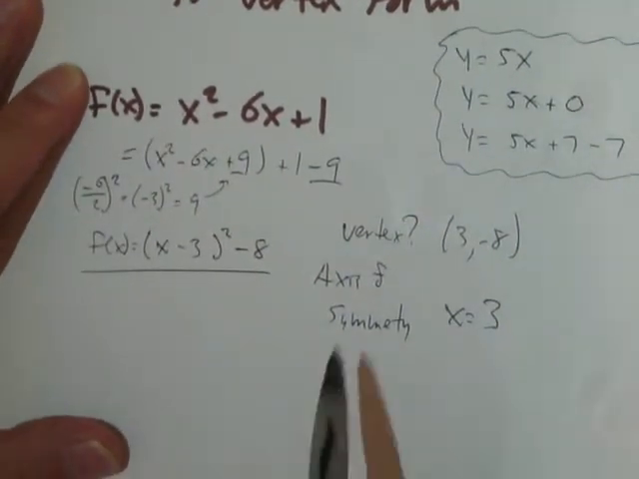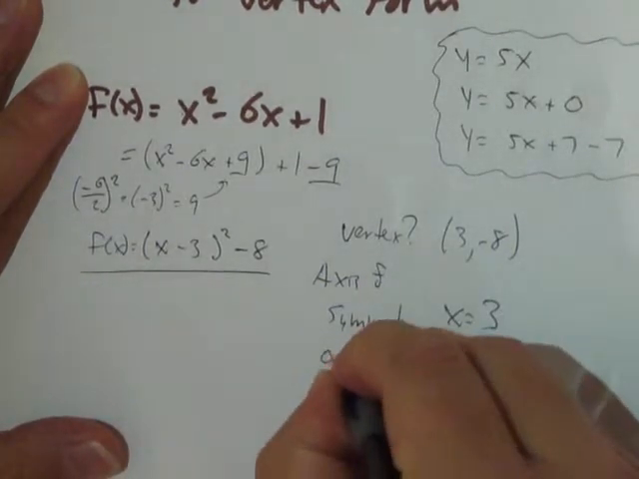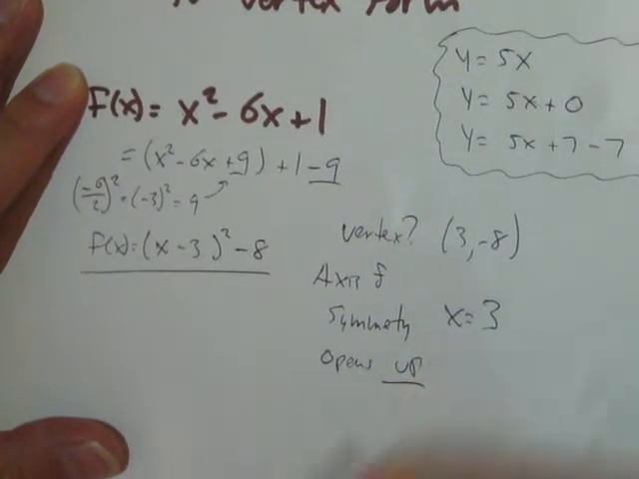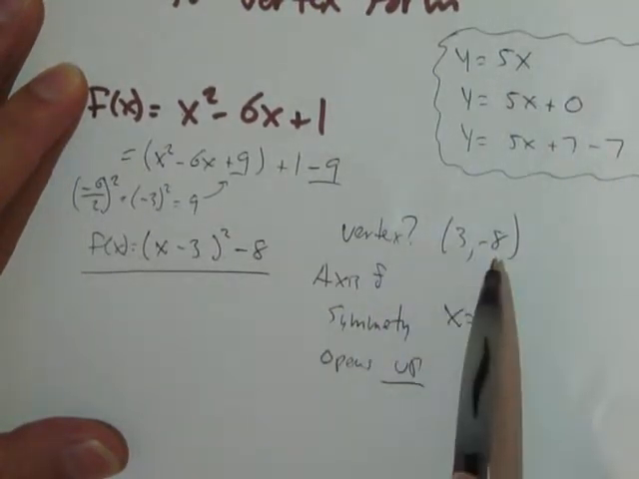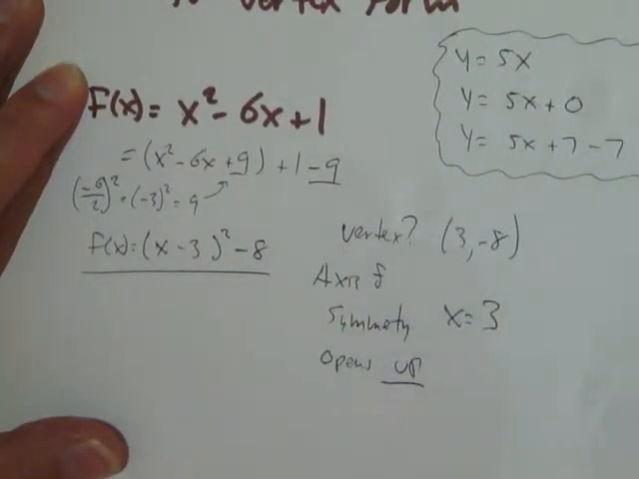We also know, does it open up or does it open down? Looks like it opens up because it's positive, so we know it opens up. So then also we know that this vertex is a minimum value because this is opening up in both directions.